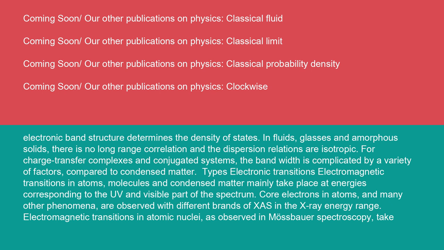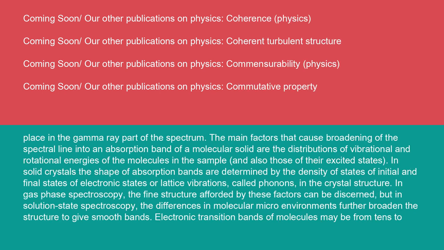For charge transfer complexes and conjugated systems, the bandwidth is complicated by a variety of factors compared to condensed matter. Types: electronic transitions, electromagnetic transitions in atoms, molecules, and condensed matter mainly take place at energies corresponding to the UV and visible part of the spectrum. Core electrons in atoms, and many other phenomena, are observed with different forms of XAS in the X-ray energy range. Electromagnetic transitions in atomic nuclei, as observed in Mössbauer spectroscopy, take place in the gamma ray part of the spectrum.